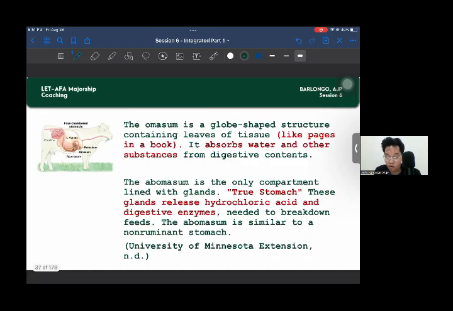So next naman is yung omasum. So sa omasum naman, it is a globe-shaped structure containing leaves of tissue. So ito naman, para siyang pages in the book. Ito yata yung tuwalya. If you are familiar, ayun yata yung ginagamit sa kare-kare. Tama ba?